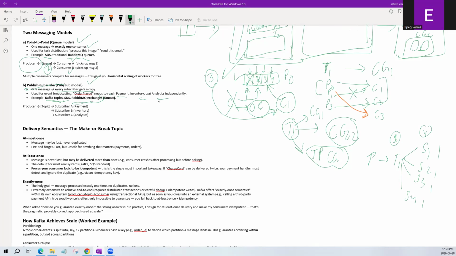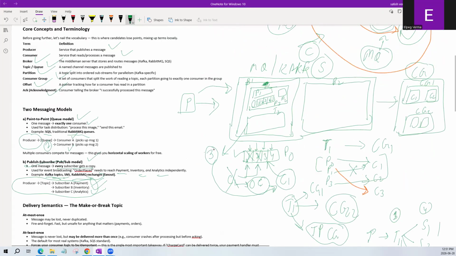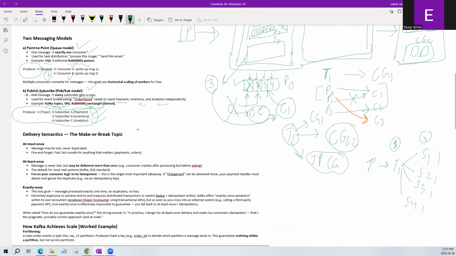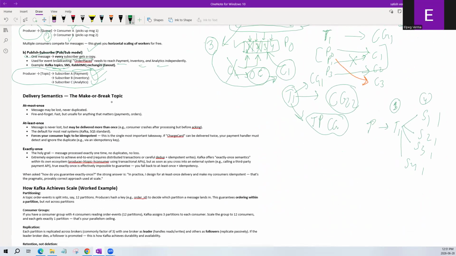So whatever I explained earlier, right? Here subscriber ABC, payment, inventory, analytics. This is a kind of publisher-subscriber model, which I already explained. Now delivery semantics, a very important thing. If anybody asks about Kafka, they will ask about delivery semantics as well.